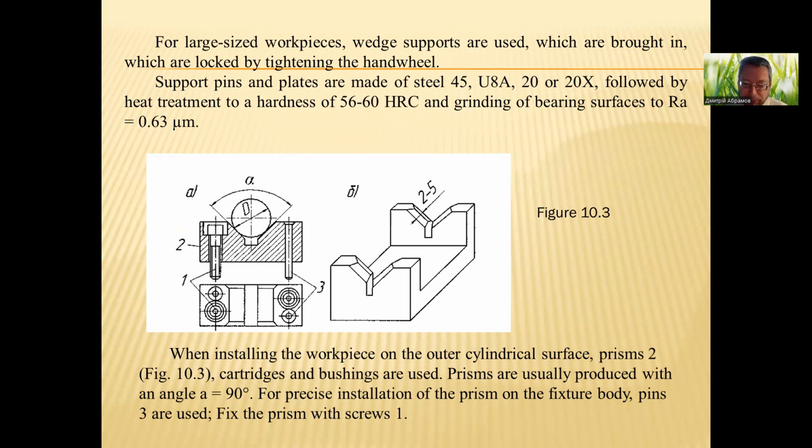When installing the workpiece on the outer cylindrical surface, prisms 2, like in figure 10.3, cartridges and bushings are used. Prisms are usually produced with an angle alpha equal to 90 degrees. For precise installation of the prism on the fixture body, pins 3 are used, fixed in the prism with screws 1.